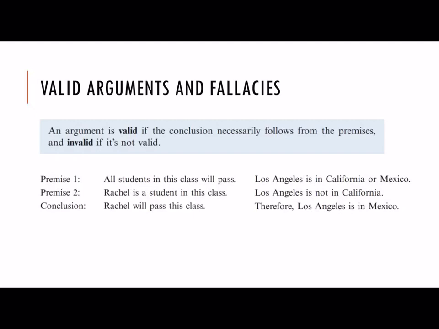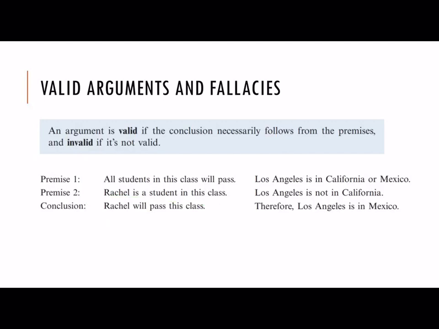In the first argument, we have a couple of premises. All students in this class will pass, and Rachel is a student in this class. And then we have the conclusion, Rachel will pass this class. Right? So we've looked at examples like this before. This is deductive, and it also is valid. So if we accept the premise that all students in the class will pass, and we know that Rachel is one of those students in the class, then it makes sense that she would pass the class. Okay, so this conclusion is inevitable. It follows from the premises.